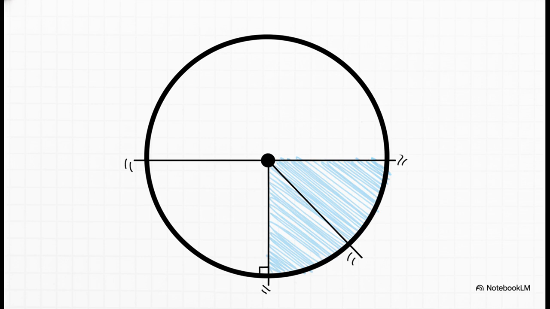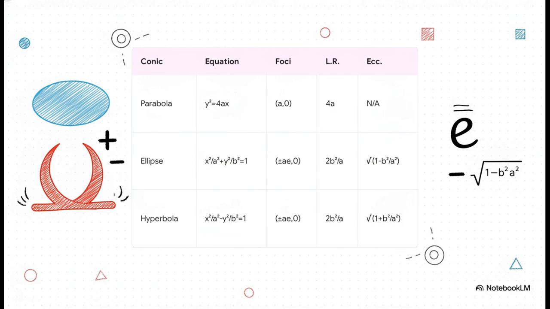Need the length of a chord? Easy. Just visualize a right triangle dropping from the center straight down to the chord. Take a mental screenshot of this table right now. This brilliantly illustrates how all these equations connect.